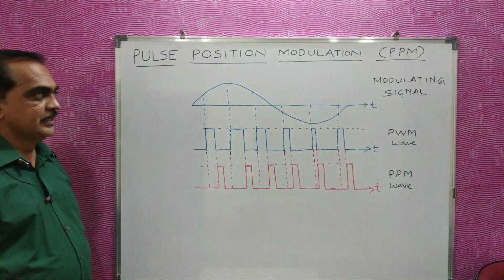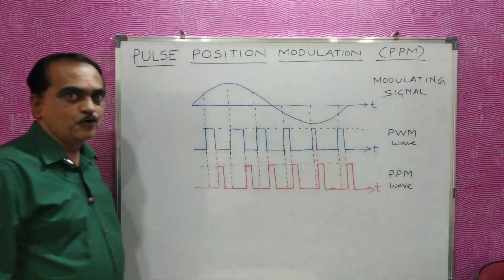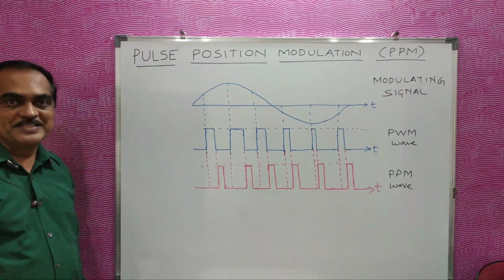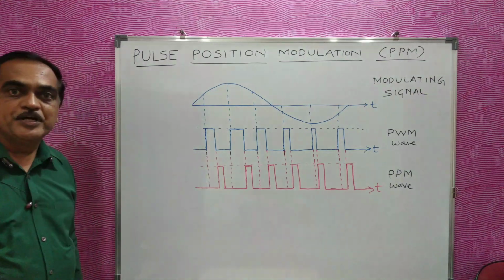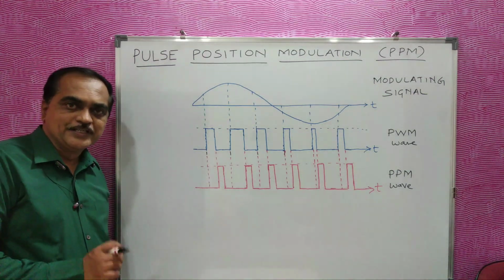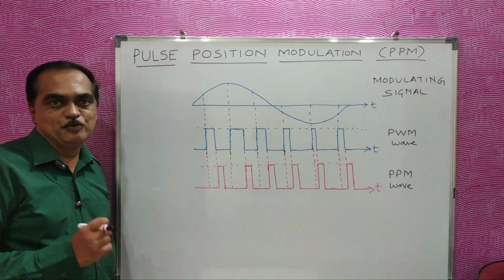So here, if you see, this is your modulating signal. This is the analog signal which is going to carry the message. And second, we have shown a PWM wave, because PPM we are going to generate after generating PWM.